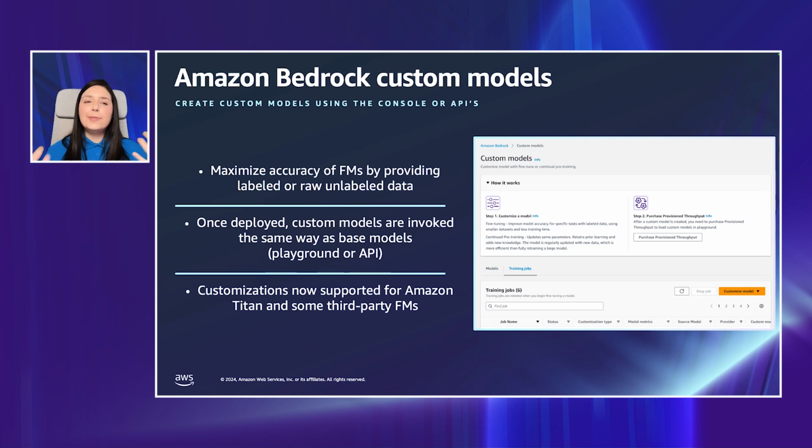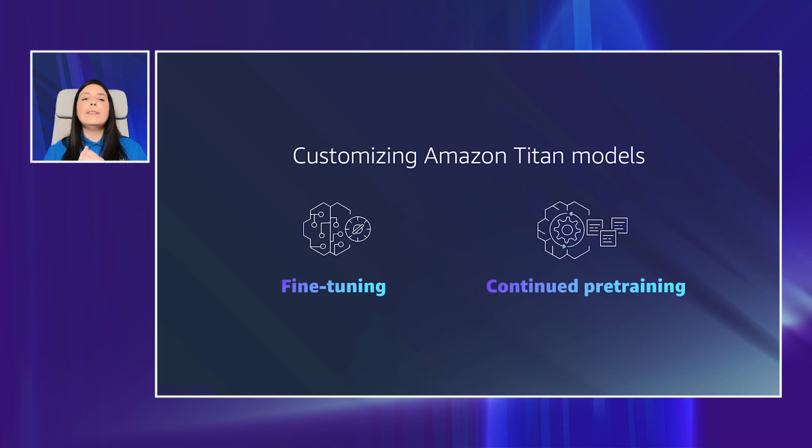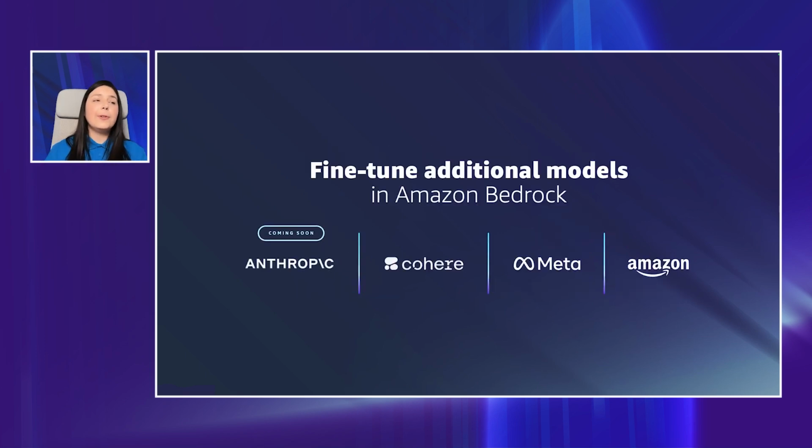And you can do that for fine-tuning with the Titan models and third parties, and for continued pre-training with third parties. So just looking at the models supported, Amazon Titan models are supported for fine-tuning and continued pre-training, while fine-tuning also supports additional models such as Cohere, Meta, the Titan ones, and coming soon Anthropic models.